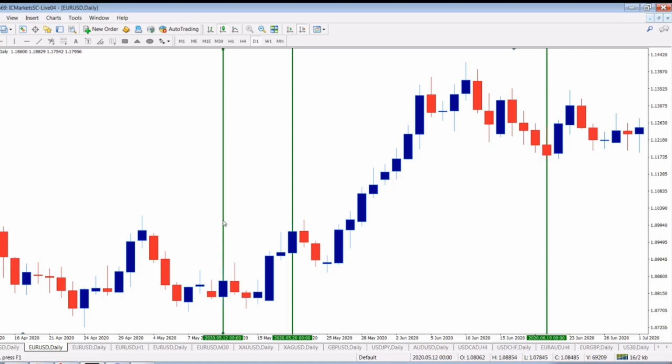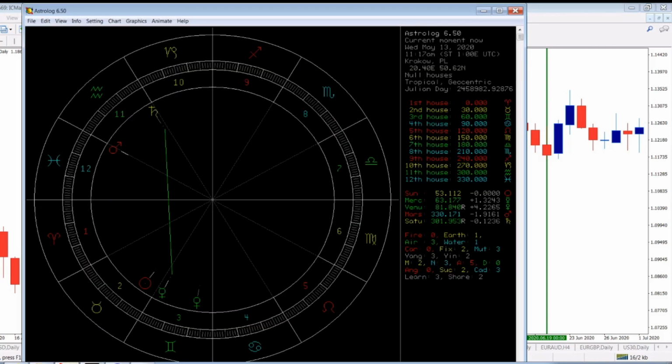I got two more marked. I've got marked over here. Let's move it. All right. So we got the 20th of May. Let's check the 20th of May, 7 days later, sorry. What we had, the Sun just left Taurus and got into Gemini.